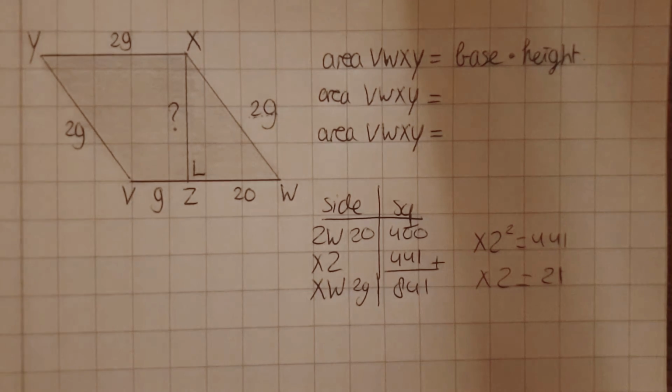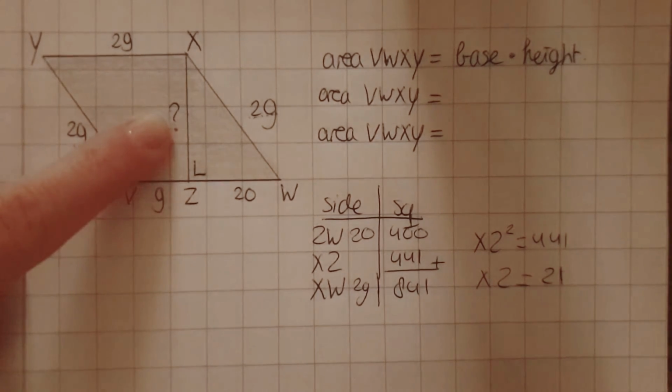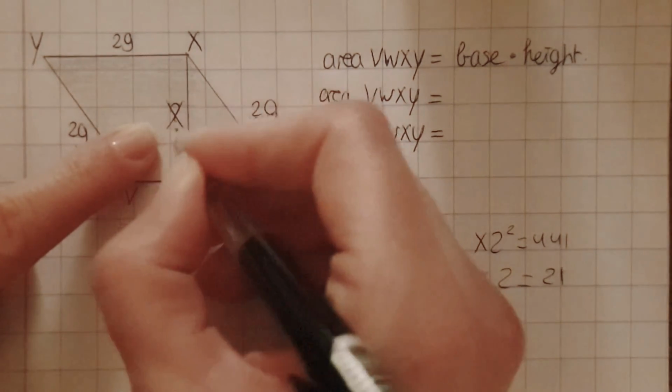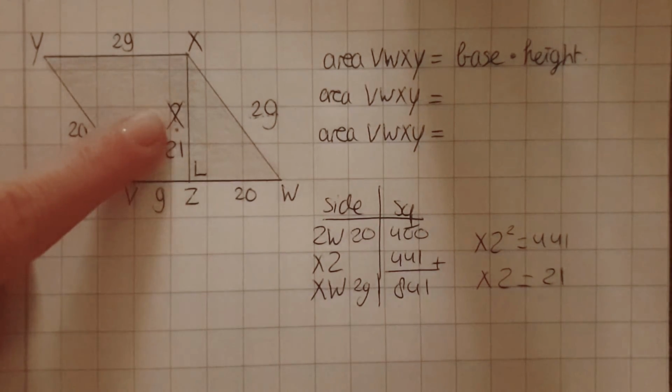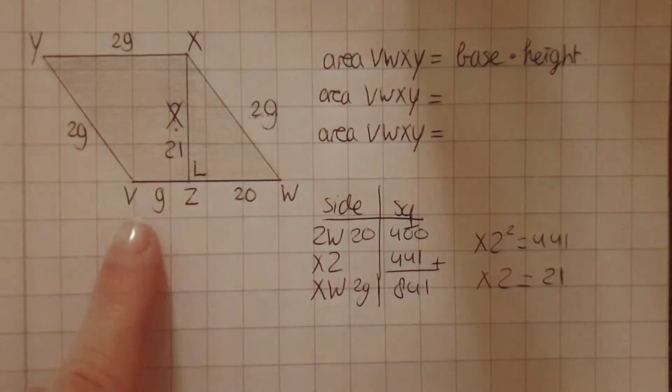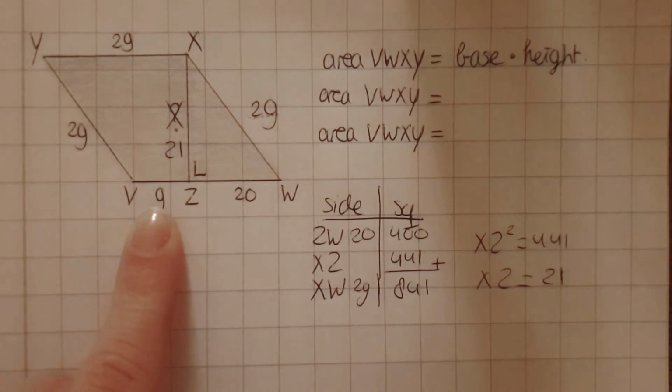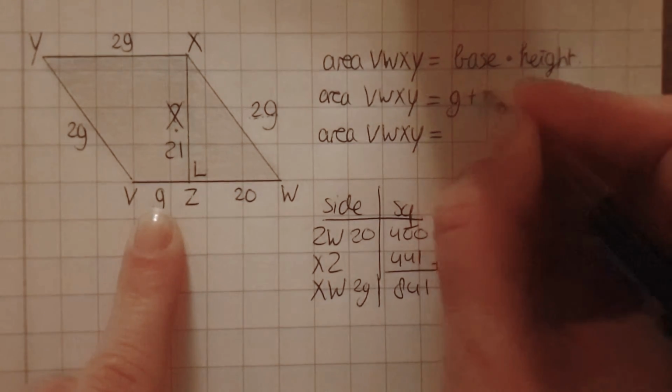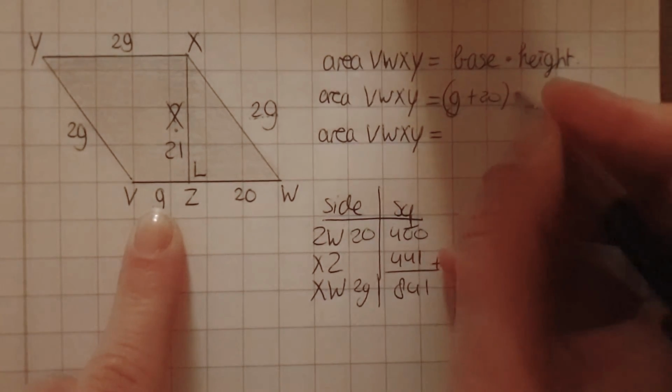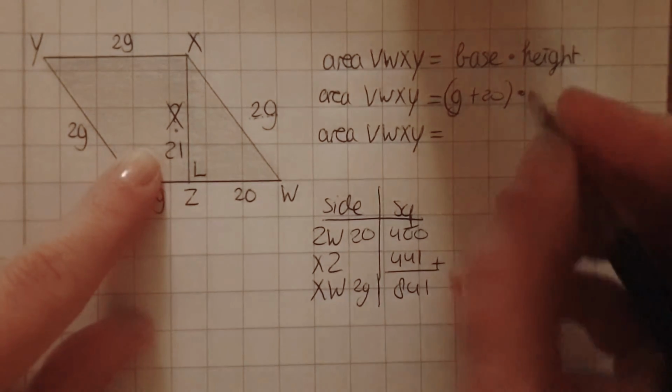Okay, so that side is 21. Now I can fill in that this is 21 and I can use it as the corresponding height. This is the base, which is 9 plus 20, times the corresponding height I just calculated, which is 21.